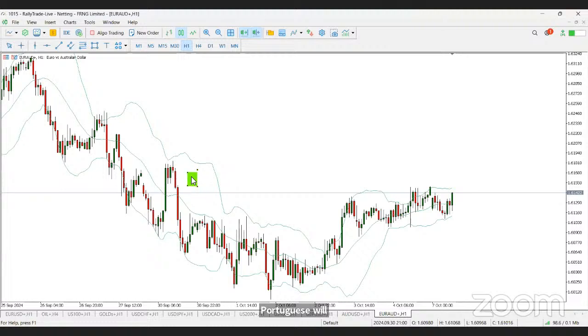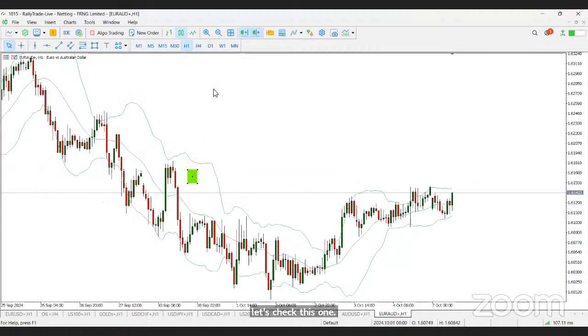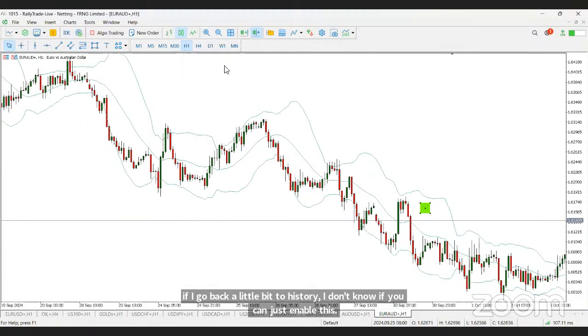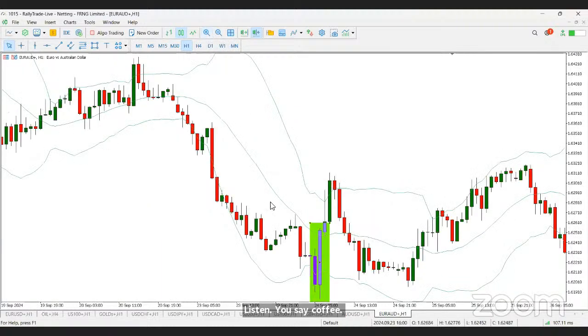So there's something I normally use to filter. I use bullish engulfing to filter. If I see a bullish engulfing bar around the lower band, I buy. So for example, if I take this one to be H4, let's check H4. Unfortunately, this one is not loaded properly. Let me go back to H1, and then I can go back a little bit to check something. Everybody just check, we're trying to look for bullish engulfing. We see one here. This is a bullish engulfing bar, is that not? If I zoom in a little bit, you can see that after that bullish engulfing bar, the price actually went up, is that not?